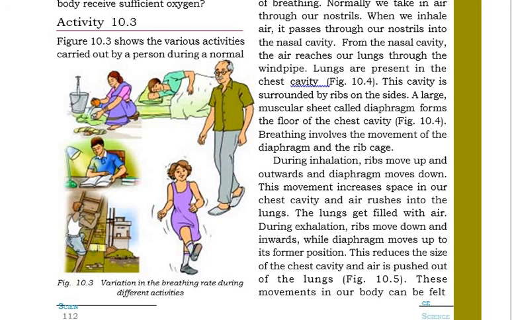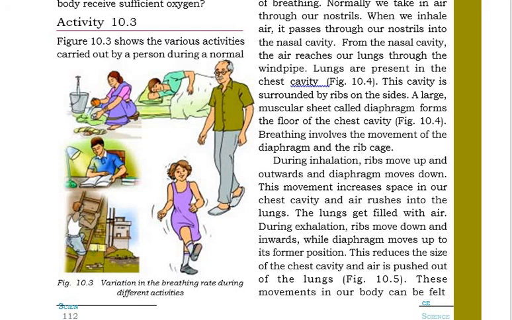Breathing involves the movement of the diaphragm and the rib cage. When the diaphragm is moving upwards and downwards, the ribs are also helping to move properly. During inhalation, ribs move up and outwards and the diaphragm moves down.